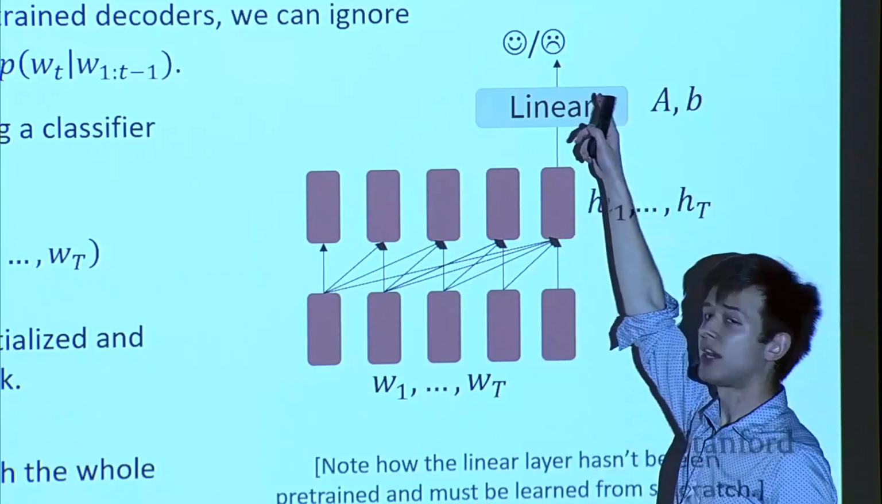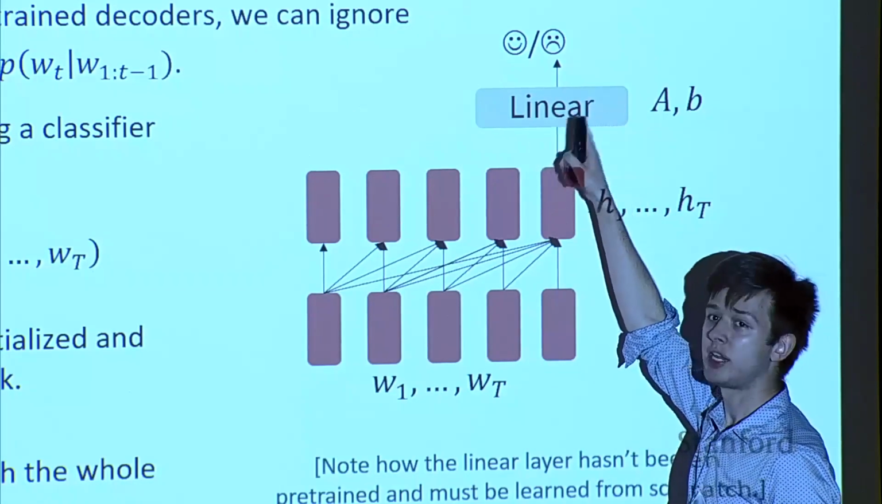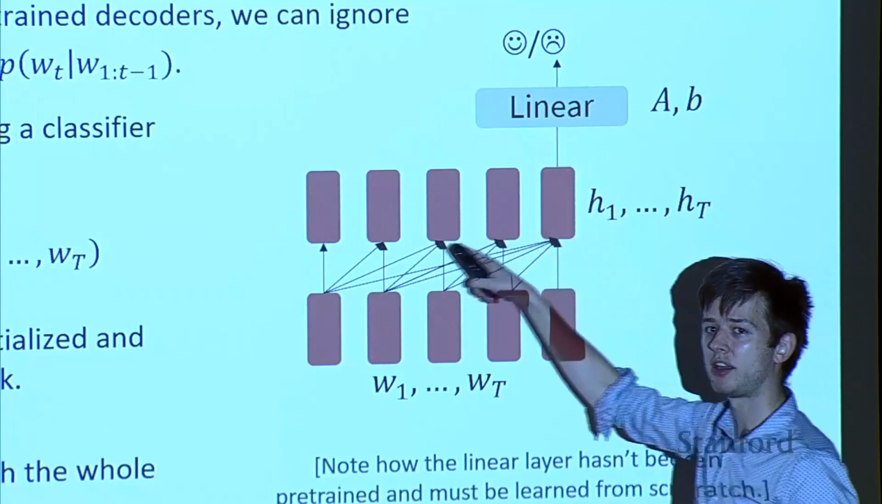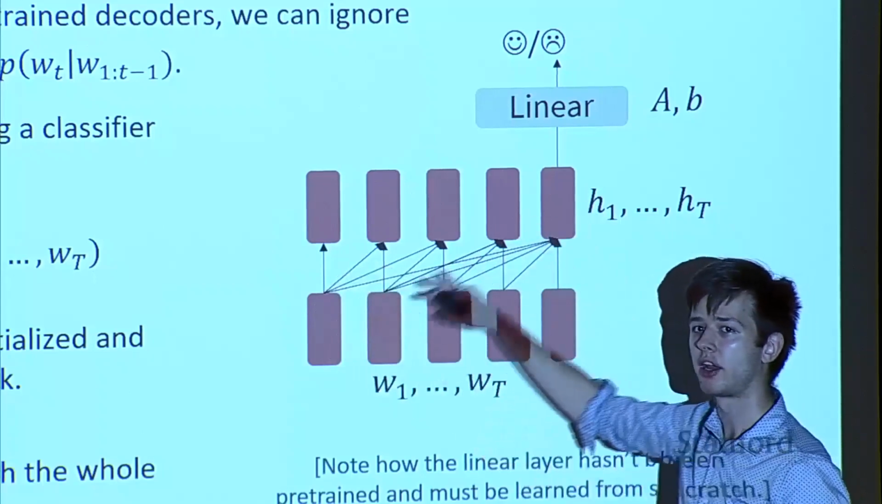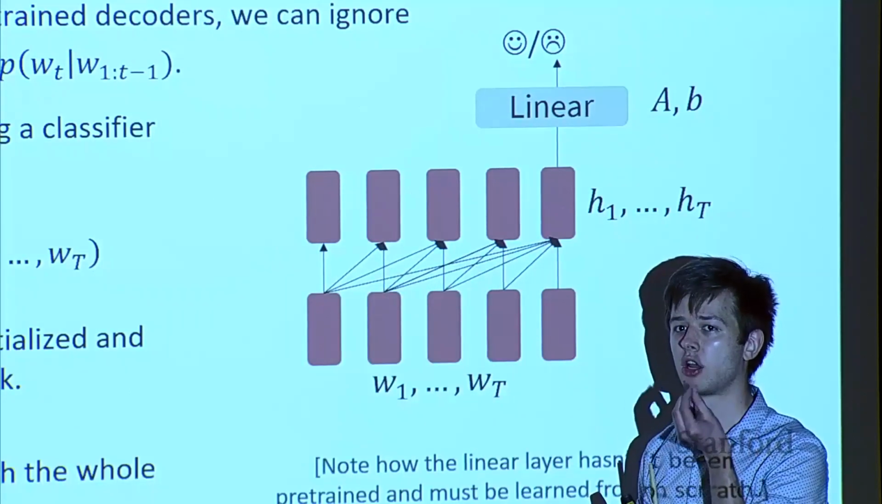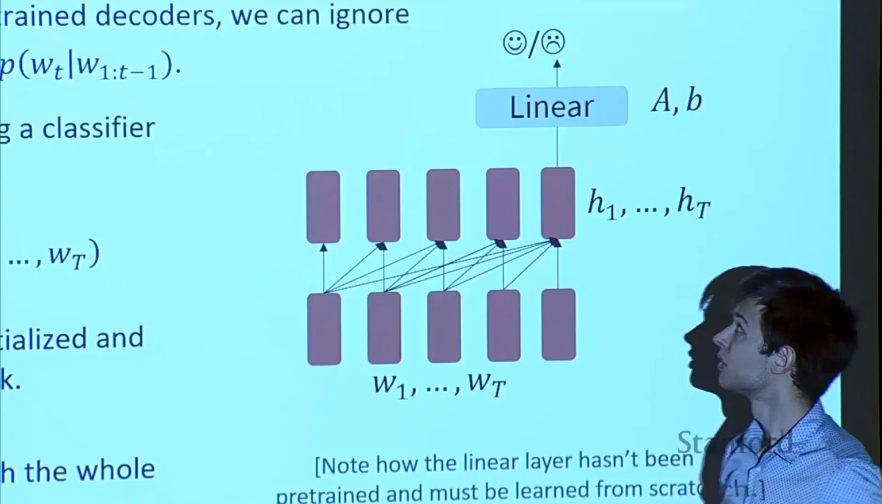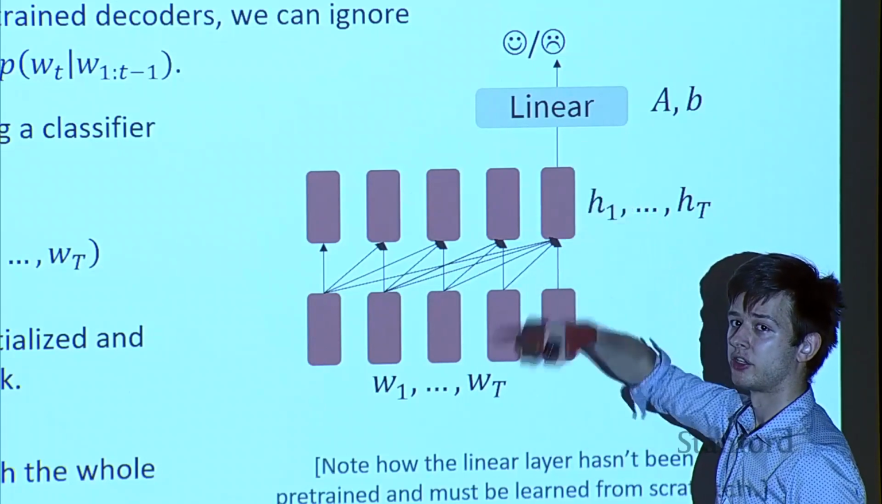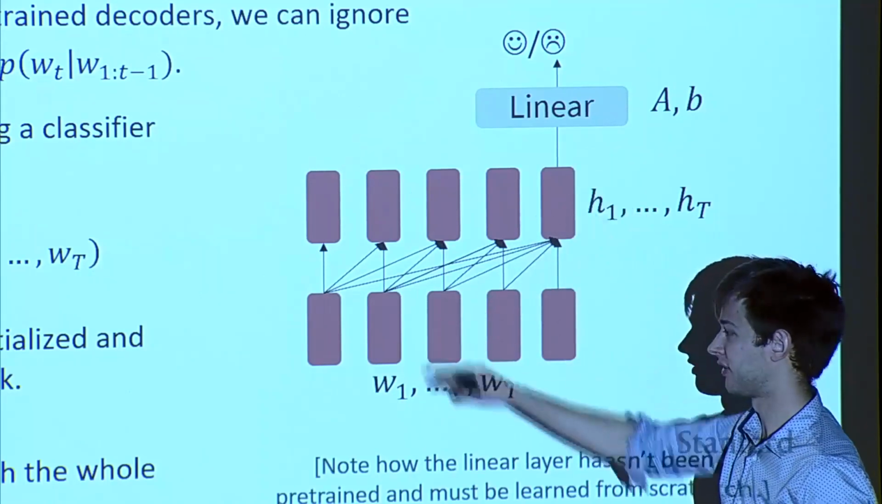And when you take the loss of the sentiment loss, you train not just the linear layer here, but you actually backpropagate the gradients all the way through the entire pre-trained network and fine-tune all of those parameters. So it's not like you're just training this linear layer at fine-tuning time. You're training the whole network as a function of this fine-tuning loss.